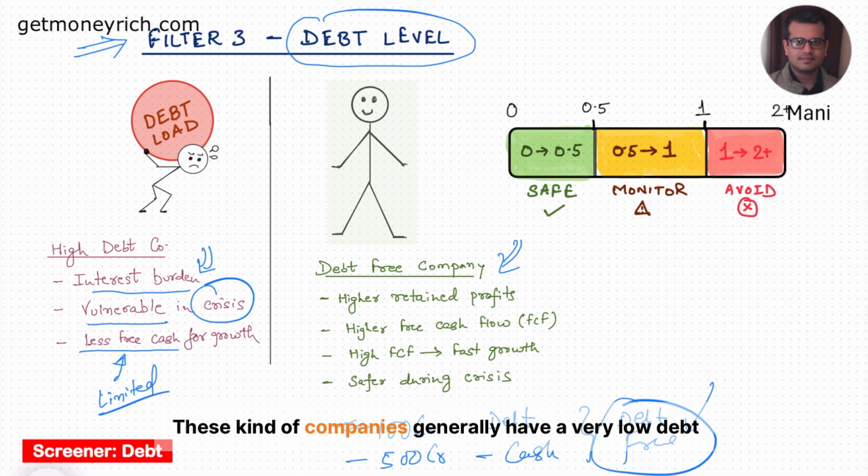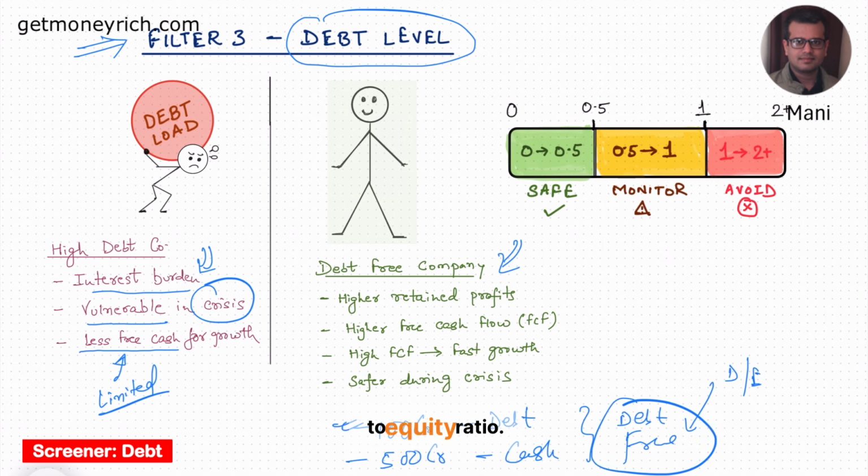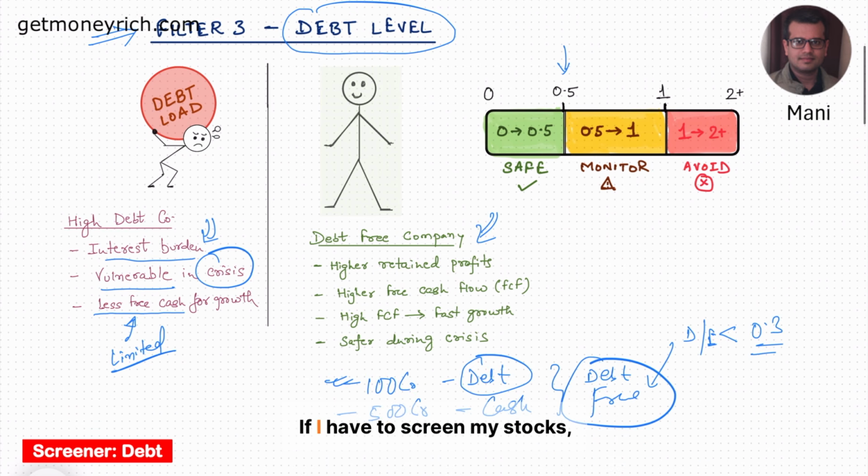These kind of companies generally have a very low debt to equity ratio, and the debt to equity ratio level that I personally like is below 0.3. If I have to screen my stocks, I will screen it for a debt equity ratio below 0.3, and if I have to adjust, then I will increase my debt equity level maximum to 0.5, not above.